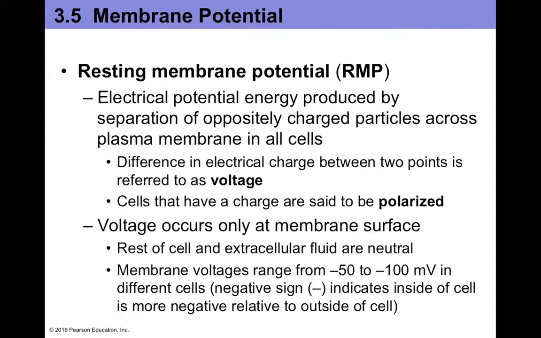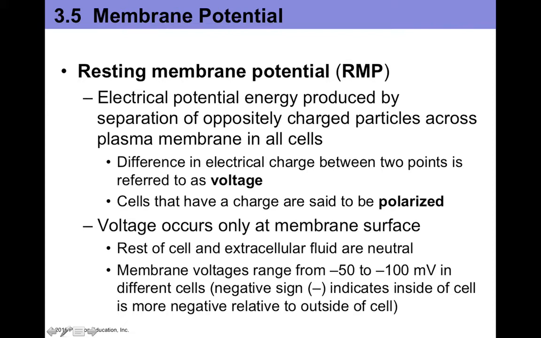What we find is that there are typically more negatively charged particles in the intracellular fluid with respect to the extracellular fluid. And because there's a separation of charges, we call this a voltage, or the membrane potential. Now, cells that have a charge are said to be polarized, so we see that there's a negative side of the plasma membrane and a positive side of the plasma membrane. And because of this difference, there's a polarization there, and a potential difference is referred to as voltage.